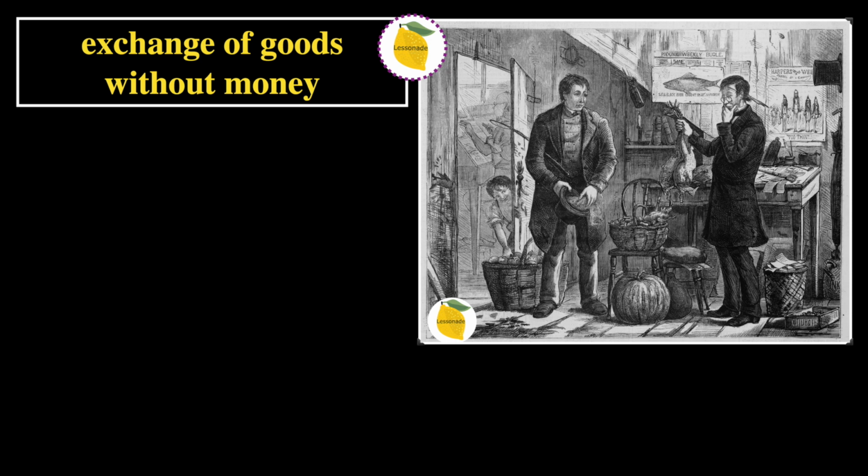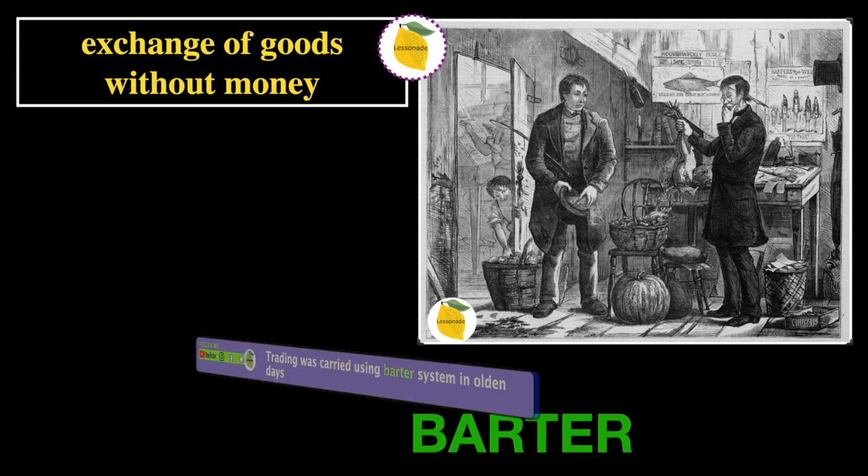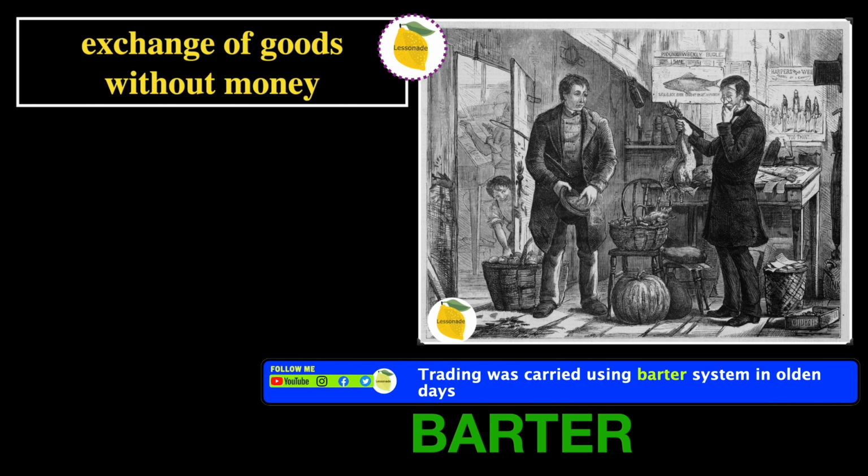Now, the next one is exchange of goods without money. And in this picture, we can see two people that are exchanging goods without using any money at all. So they're both trading goods without actually using money. Therefore, the word will be barter. And the sentence for barter is: trading was carried out using the barter system in olden days.